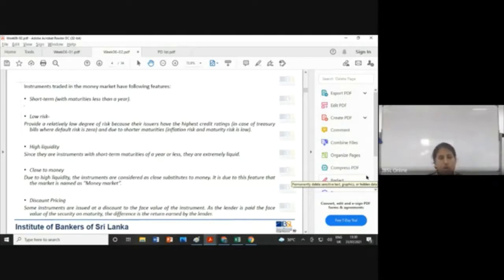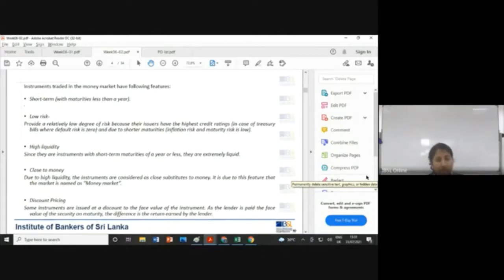Another reason is that most of the issuers who come to the money market are very strong issuers. You have the central bank coming in to issue treasury bills. You have large institutions, it can be financial institutions, coming in to issue commercial papers. They come with a very good credit rating. So that indicates a lower risk to you. Why? That institution should be able to manage its need within that short term.